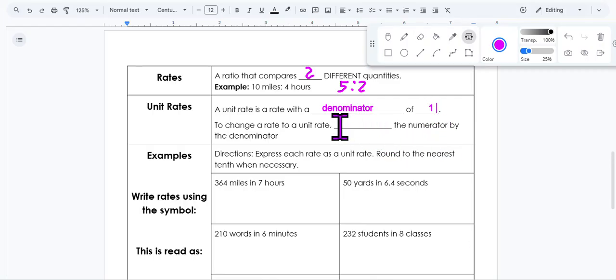So to change a rate to a unit rate, you have to divide the numerator by the denominator, and that will give you a denominator of 1. All right, so how do I do this? Well, the first thing is I'm going to write my ratio, right? So 364 miles in 7 hours. So I'm going to write 364 over 7. And then I'm going to do 364 divided by 7, and that's going to give me my unit rate. So that's basically trying to figure out what my miles per hour is, right? So if I do 364 divided by 7, I get 52. So I'm traveling 52 miles per hour.